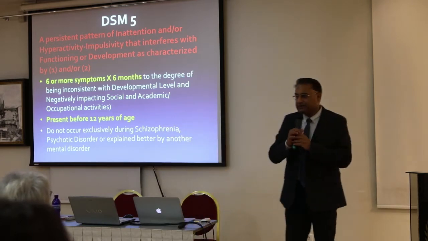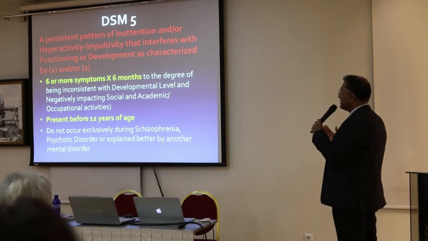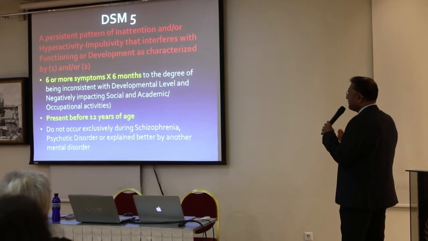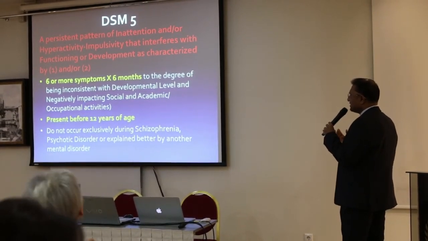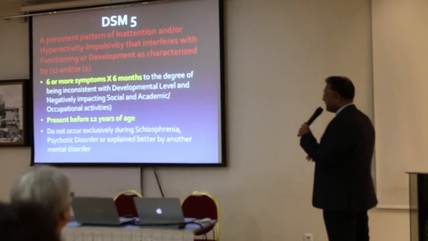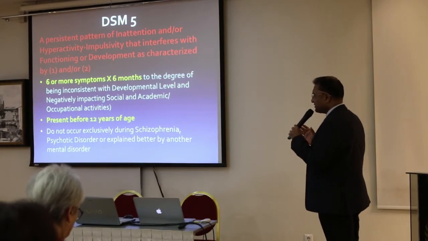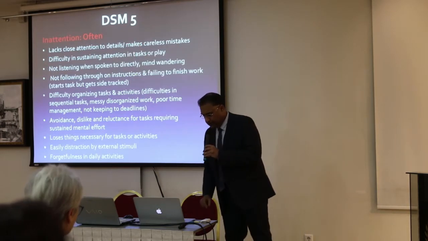Okay, I think this was a very typical case of ADHD. So it's a persistent pattern of inattention and/or hyperactivity and impulsivity that interferes with functioning or development, as characterized by 1 and 2. So I'll come to those criteria. The symptoms should be present for almost 6 months, and they should be present before the age of 12.